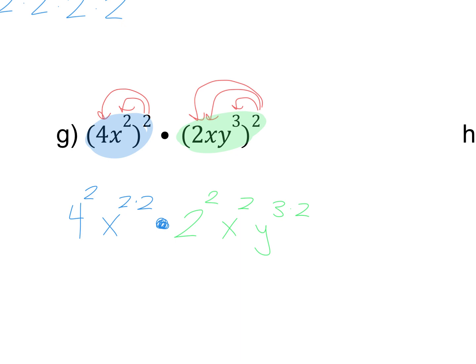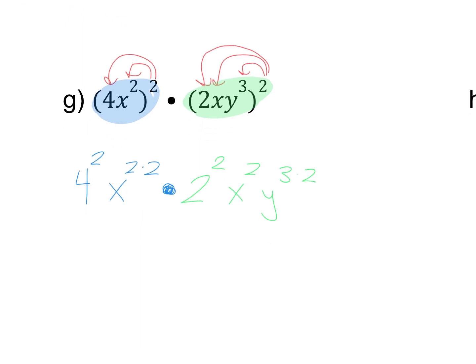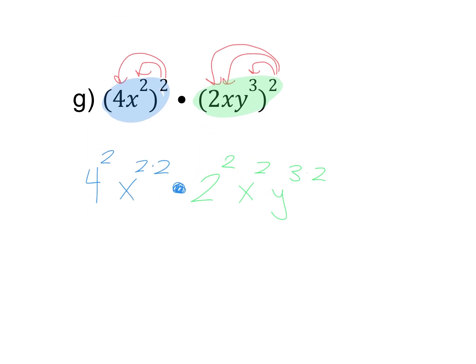Okay, now we still need to simplify the terms before we can multiply them together. So, starting with the blue, 4 squared is just 4 times 4, which is 16. X to the 2 times 2 is x to the 4th. So that first term is finally simplified. Now our second term, we have 2 squared, so that will simplify to 4. X squared stays the same, and this becomes y to the 6th.